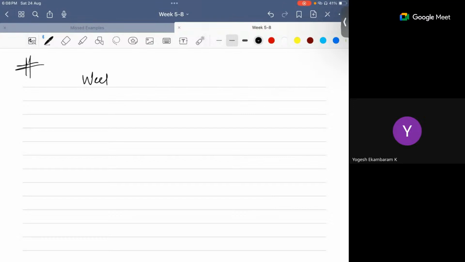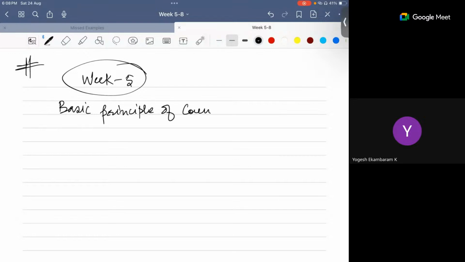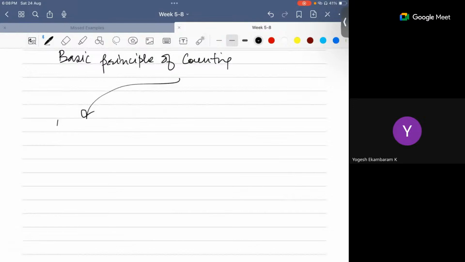So, we'll start with week 5, where mostly we are going through the principle of counting, and this is pretty simple. I'll just give you an idea in 2 minutes and then we'll solve some problems. So in this week we are going through the basic principle of counting. There is one, the addition rule, and one, the multiplication rule.